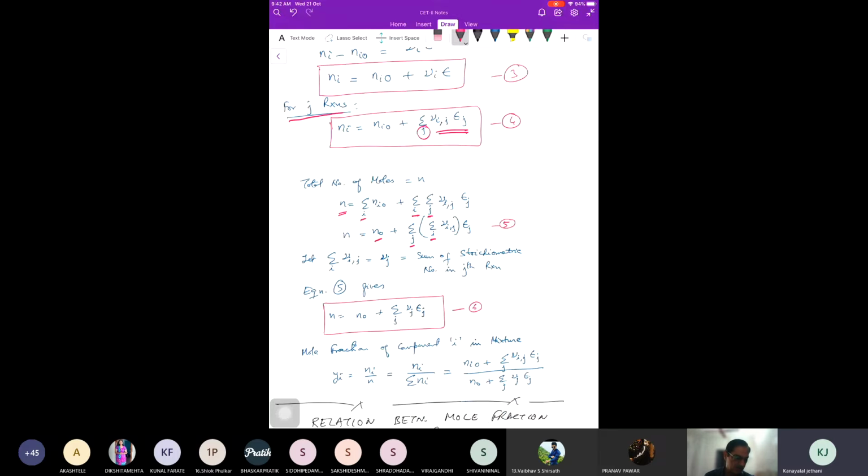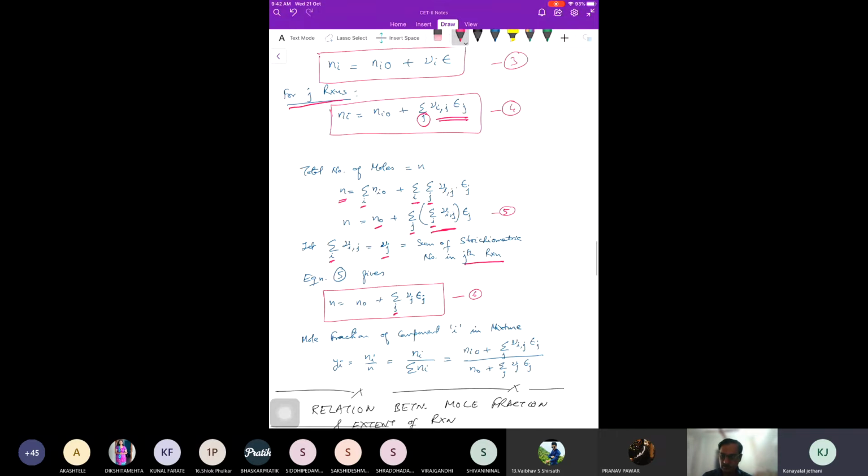Okay, so let summation of nu ij for all components be equal to nu j. That means for each reaction we have nu j, which is product minus reactant, the sum of stoichiometric numbers for the jth reaction. So equation 5 will become n equal to n0 plus summation over j of nu j into epsilon j. Okay, any questions on equation 6?